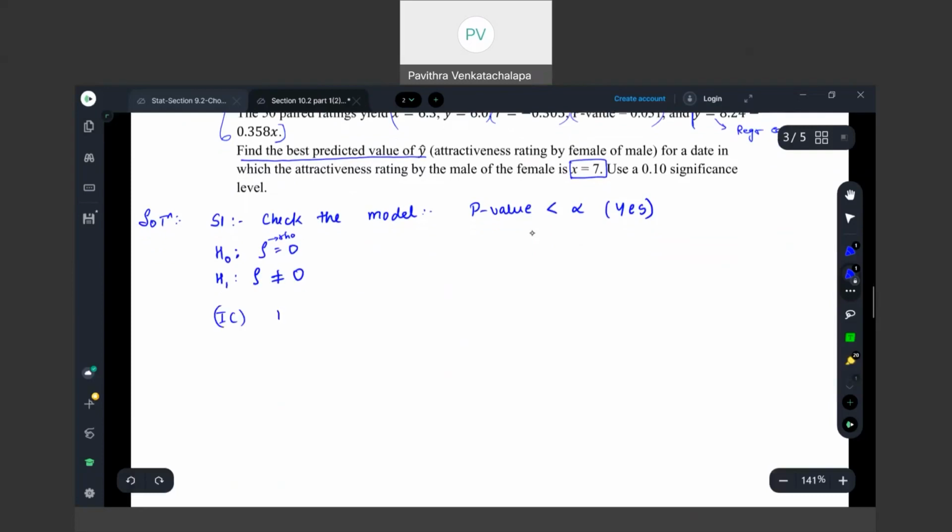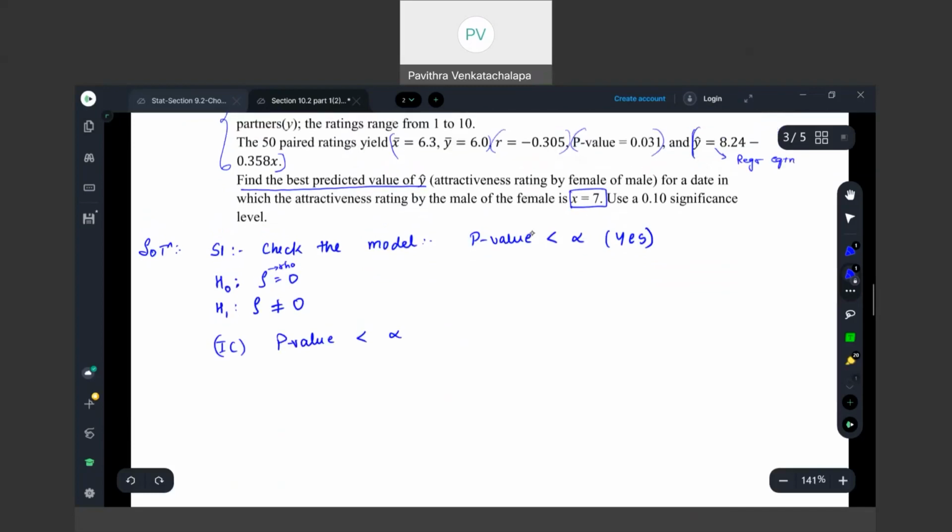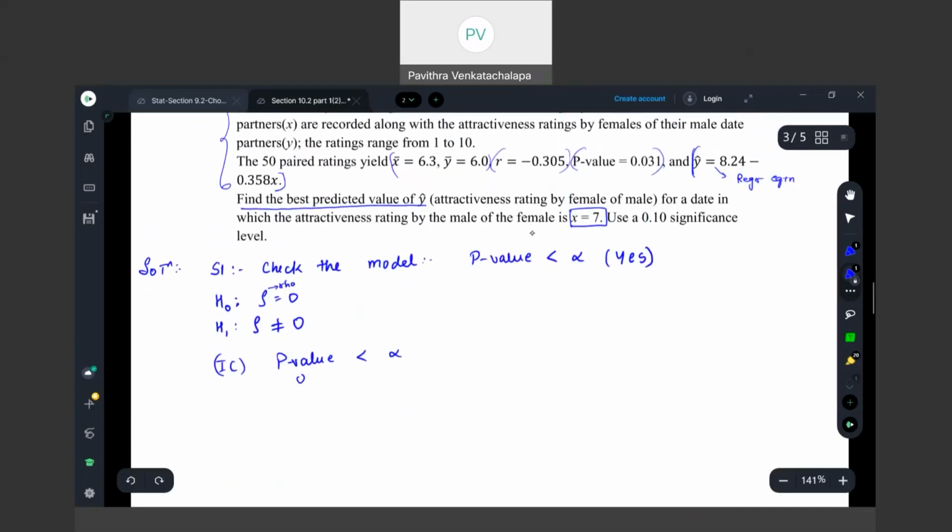Okay. Now, the initial conclusion is what you make. P-value is less than alpha, because it's given here. P-value is what? 0.031. Significance level is 0.10. Since it is less than, I say yes, it is a good model.